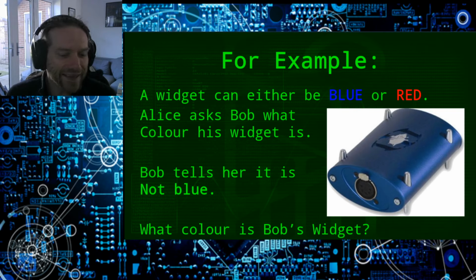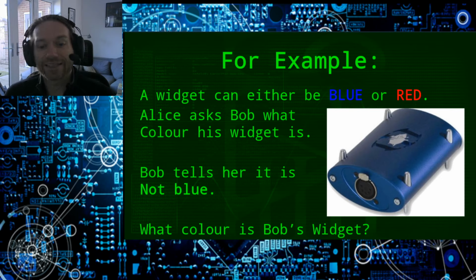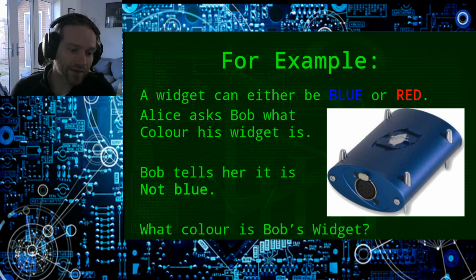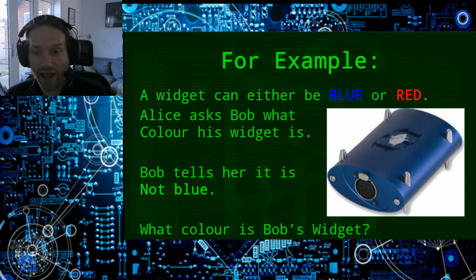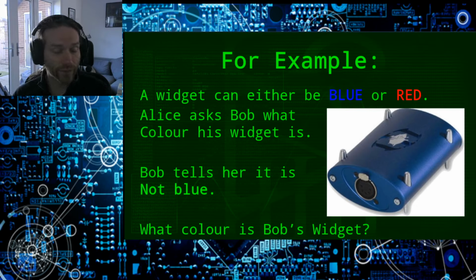Is Akai a colour? But yes, how do we know that Bob's widget is red, even though he hasn't explicitly said that it is red? What's the logical thought process that goes behind that? Yeah, it can only be red or blue, and it isn't blue. Okay, therefore there's only one possibility.